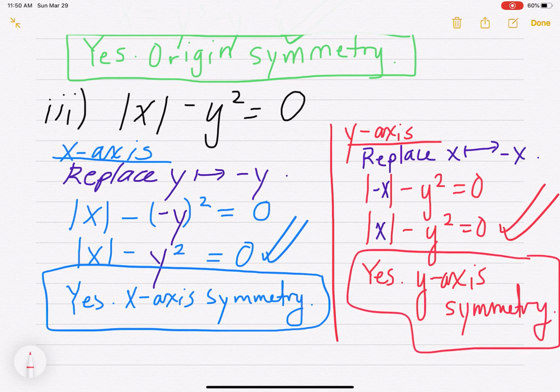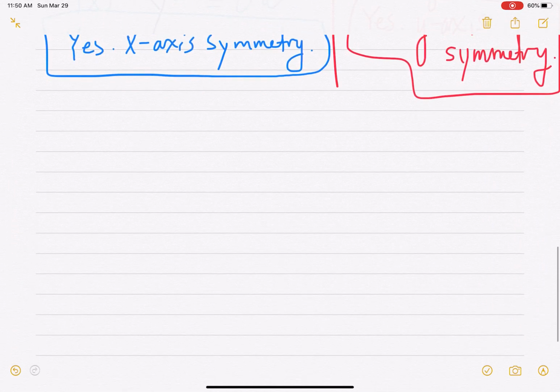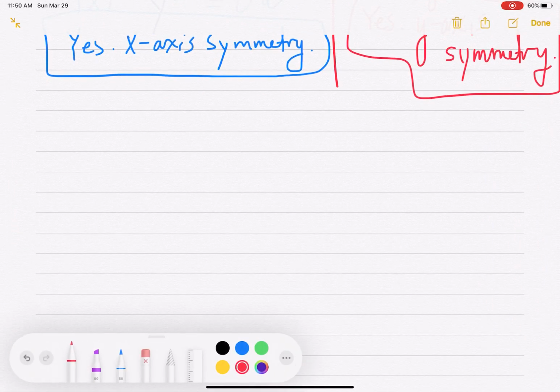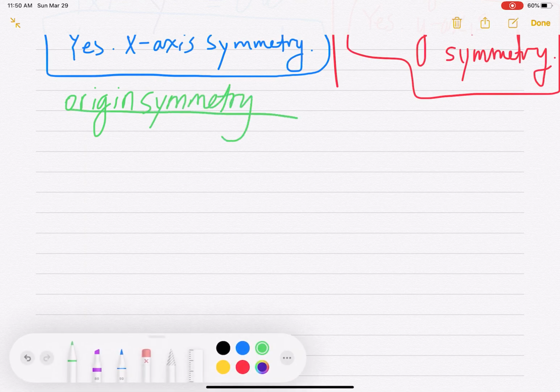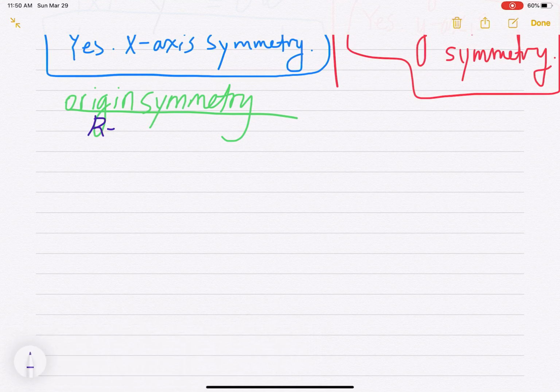Okay, and now we have to test for the final type, the origin type. Origin symmetry in green. Remember, with origin symmetry, when you're testing for that, you're going to have to do a double replacement. You're going to replace x with negative x and y with negative y.